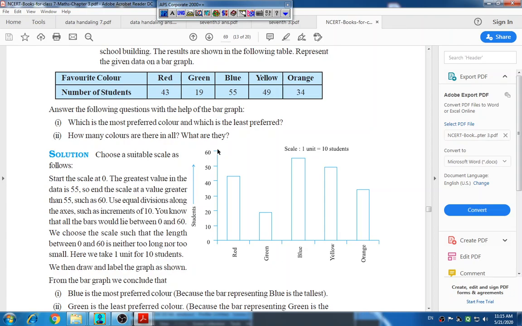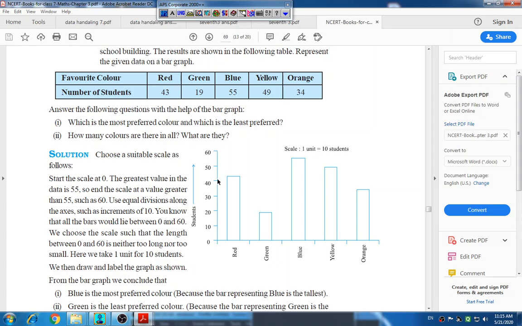You know that all the bars will lie between 0 to 60. Now we have to choose the scale such that the length between 0 to 60 is neither too long nor too small. So here we make 1 unit for the 10 students. Then we draw and label the graph as shown. Look at here, how many students are having favorite color red, 43.